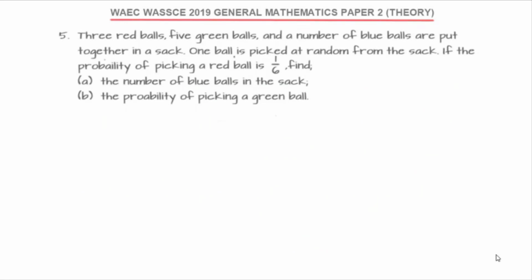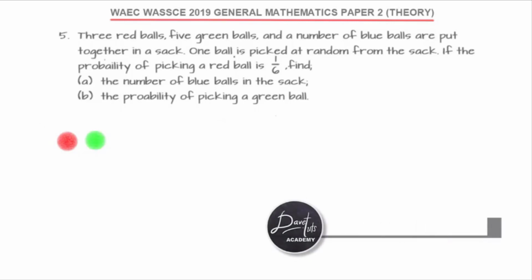Three red balls, 5 green balls, and a number of blue balls are put together in a sack. One ball is picked at random from the sack. If the probability of picking a red ball is 1 over 6, we are asked to find the number of blue balls in the sack and the probability of picking a green ball. Just for explanation purposes, let's say we have red balls, green balls, and we also have blue balls.